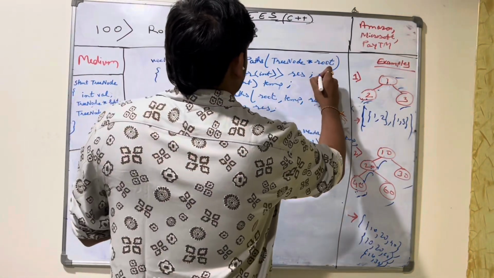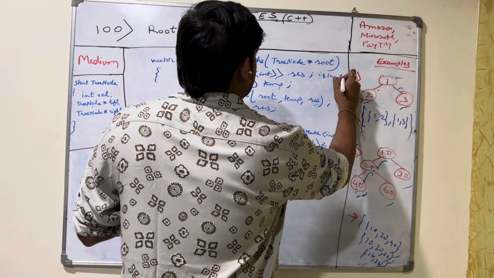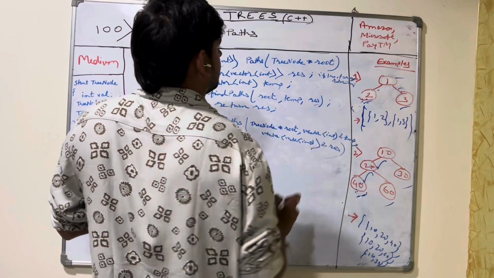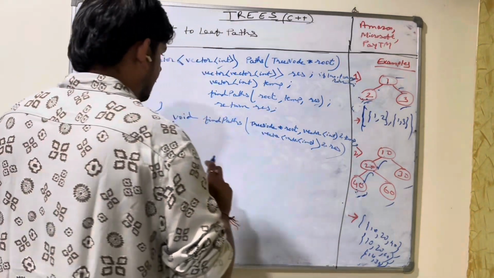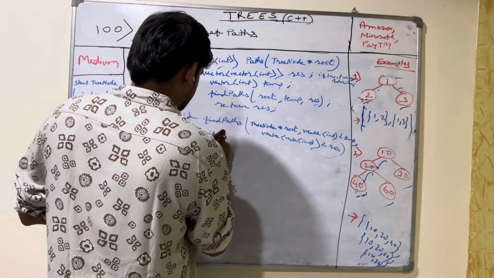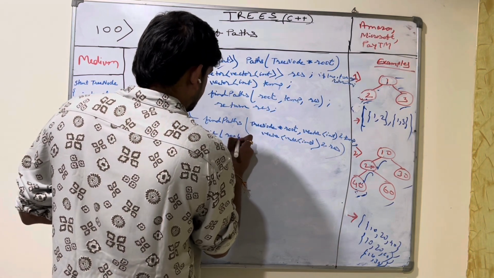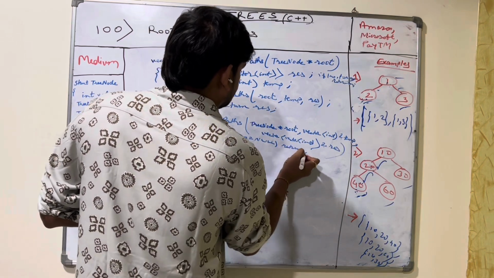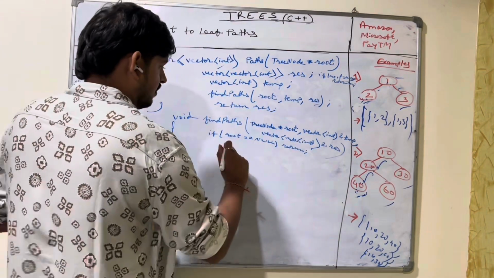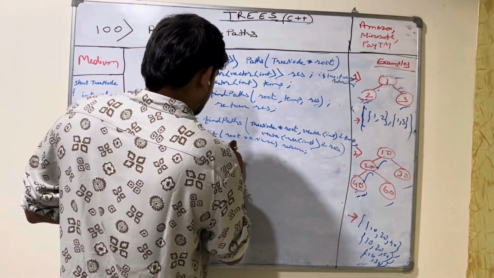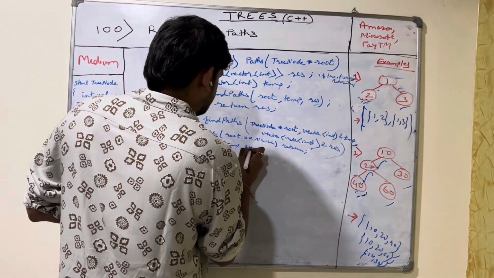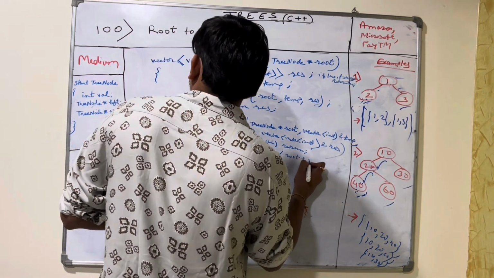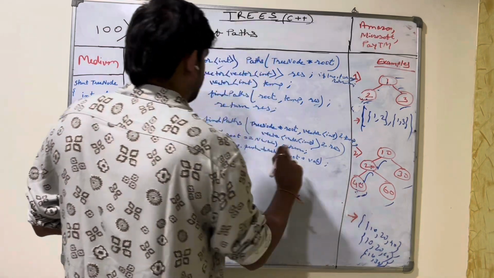Okay, so here one thing we can do: if root is equal to null, we can return result. No need to compute anything, it would be an empty 2D vector. Now here, if root equal to null, return. Now if it is not null, then what do we do? We will add temp dot pushback, whatever the value is there, root value, we will add it to the temporary vector.